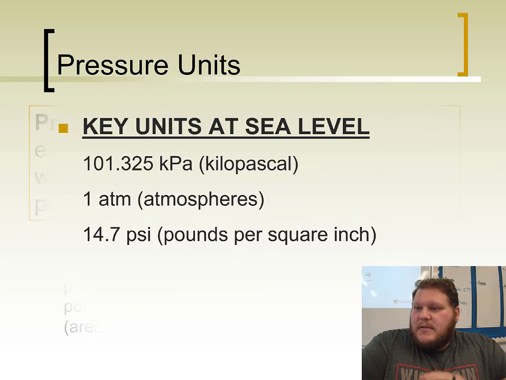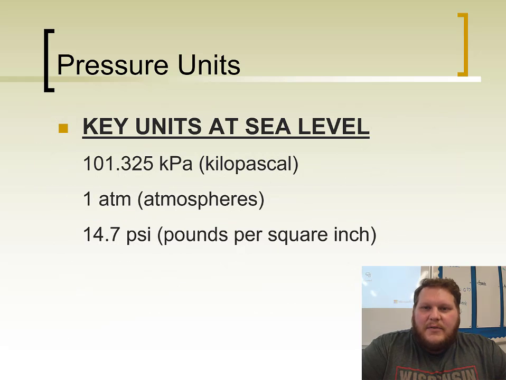That's what pressure is. Some key units here at sea level. These are all standard pressures at sea level. So 101.325 kilopascals. We have also atmospheres. So it's literally defined as the pressure of Earth's atmosphere at sea level. And then the PSI, the pounds per square inch pressure at sea level, is 14.7 PSI.